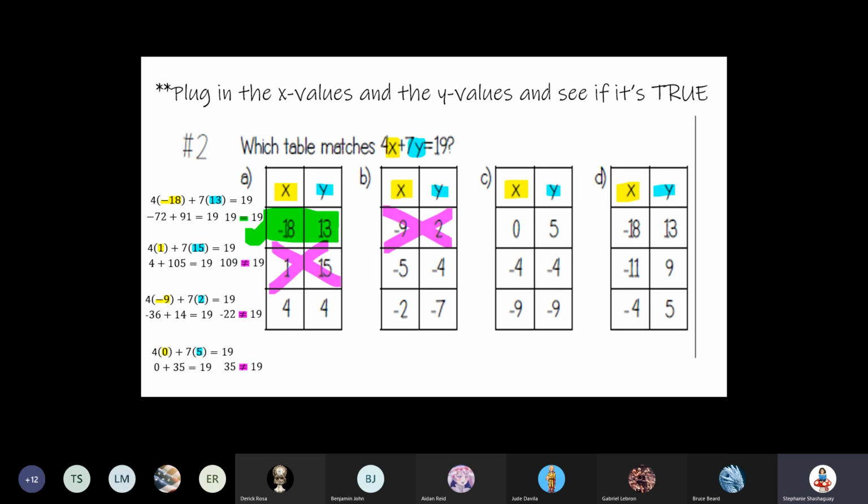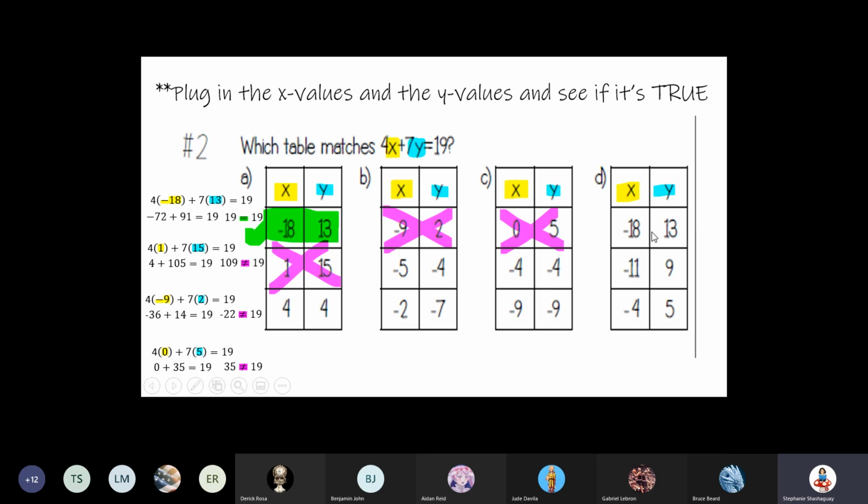In table C, they start off with the x value of 0 and the y value of 5. So I'm going to plug my 0 and 5 into the equation. When I do that, I get 35 is equal to 19. Again, that is not true, so I can remove that from a solution.